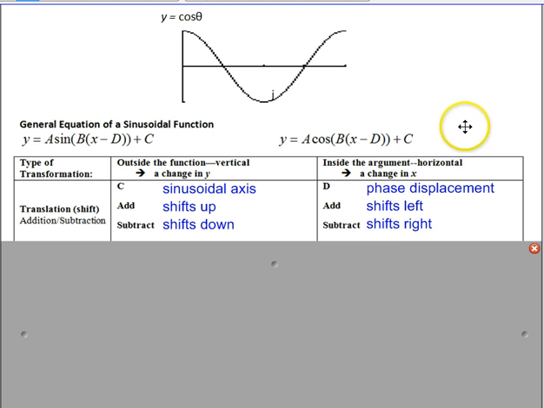D causes the graph to shift right and left. That actually changes the phase displacement. So instead of starting at 0, if the graph shifted to the right, maybe it would start at 2. Or if it shifted to the left, it would start at -3.